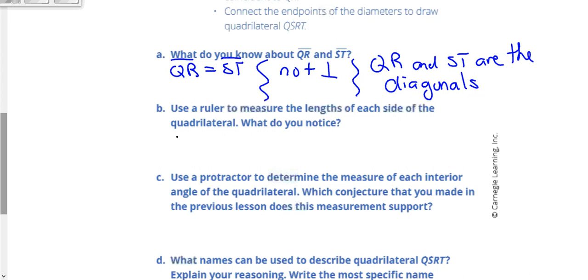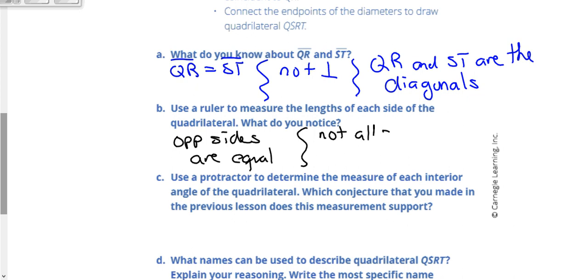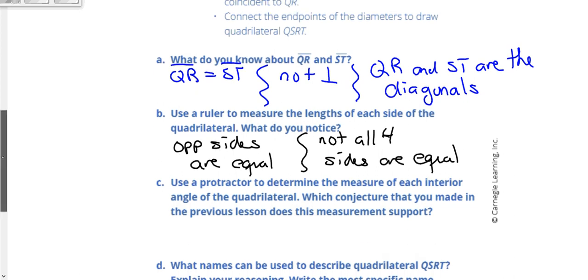Okay, so again, we have opposite sides are equal. Okay. But again, not all sides, all four sides are equal. Okay, so that rules out the whole rhombus and square. We've already done a parallelogram, so now this probably leaves us to a rectangle situation.